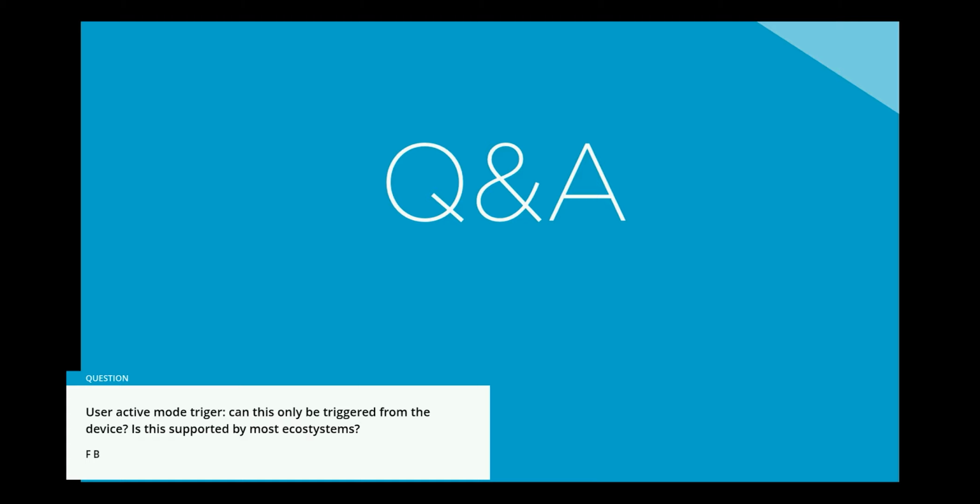Currently, ecosystems do not support LIT at all yet, because it's quite a new feature. So also user active trigger is not supported. But as I've mentioned, this is not the feature designed to be used over the network. So I would not expect that controllers are going to support it ever.